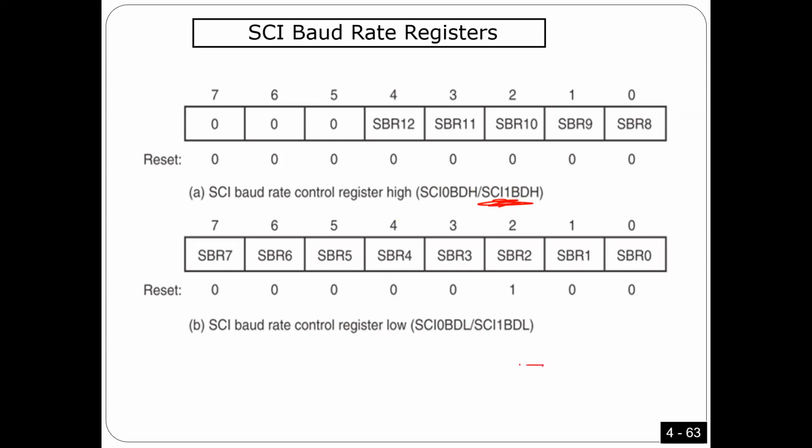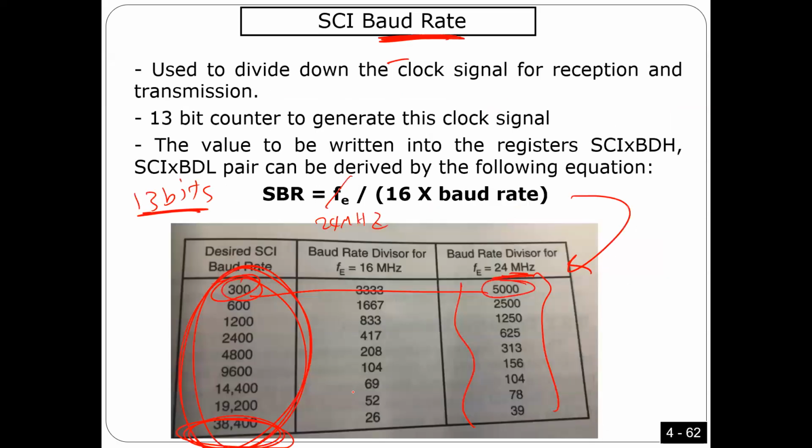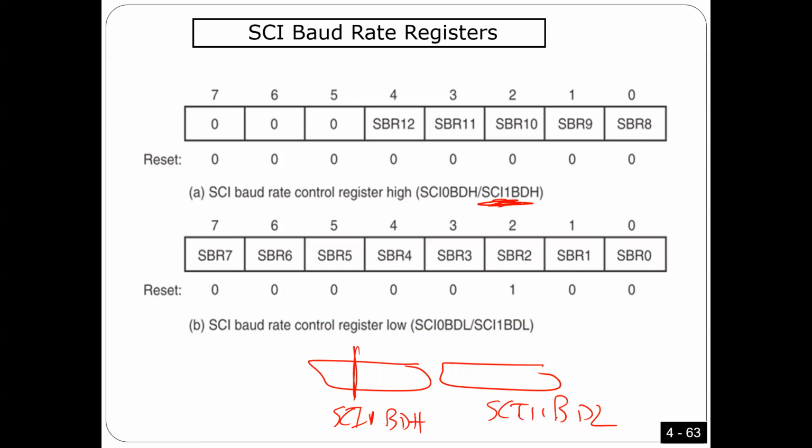So what happens here, guys, as you see, we have two registers. One register here we call SCI1 BDH, and we have another one here, SCI1 BDL, okay? And now, again, based on the biggest number we have here, I need only 13 bits. I don't need more than 13 bits. So as you see here, I'm going to take these 8 bits and then 5 bits from here. So this is bit 0, bit 1, bit 2, bit 3, bit 4, 5, 6, 7, 8, 9, 10, 11, 12. Is that okay, guys?